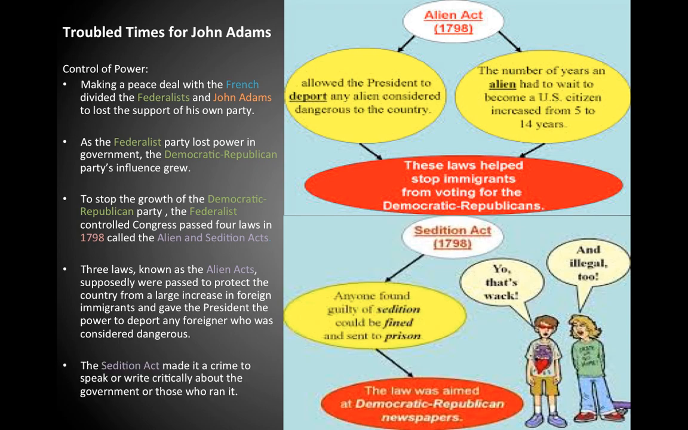The other one was the Sedition Act. This act was making it a crime to speak out against the government. Okay, to have an opinion against the government, to say that what the government or the president or Congress are doing is wrong. They made that a crime. Now, if anyone was found guilty, they could be fined or they could be sent to prison. Okay, again, it was mainly aimed at those new newspapers created by the Democratic Republicans.